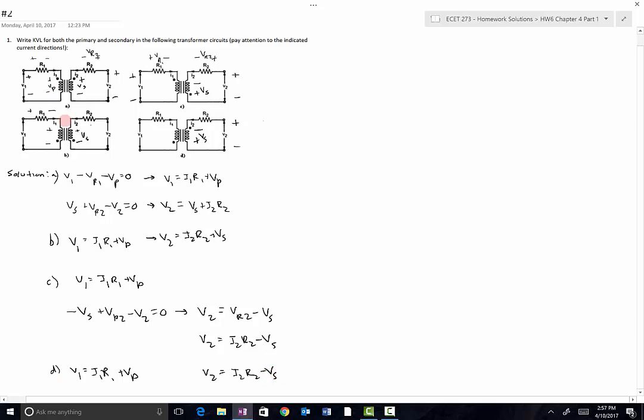So these are the possible permutations of the current directions and polarity symbols, or the dot markings, of ideal transformers, so that you now know how to apply those in all possible situations.